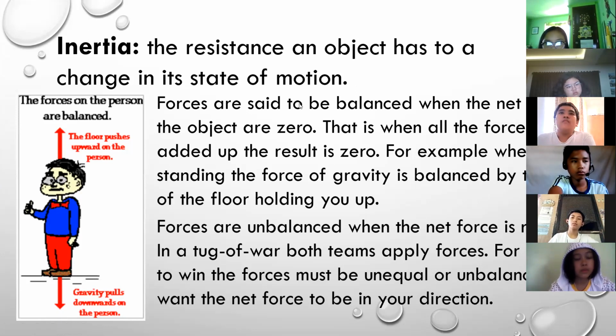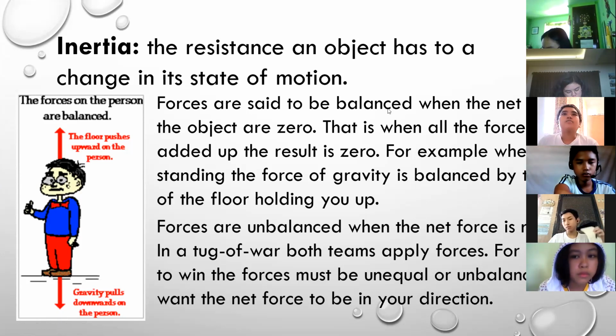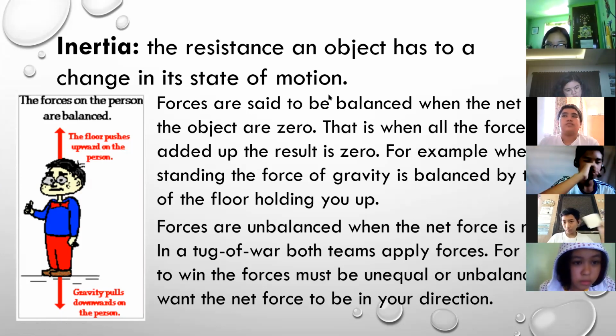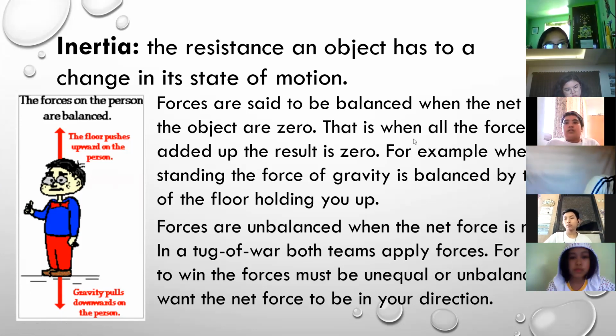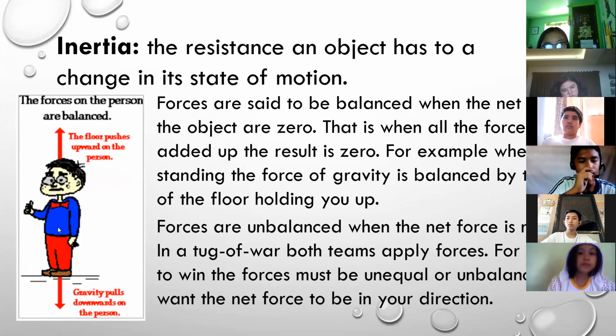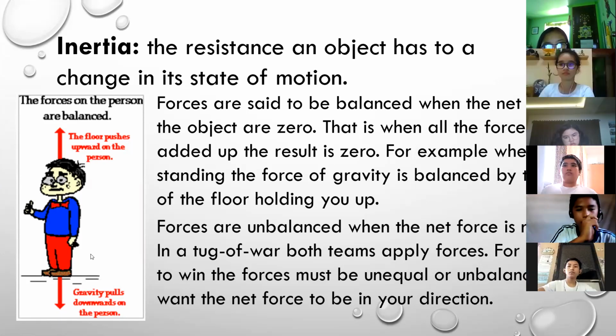What do you think? If the gravitational force is way stronger than the force exerted by the person, the person will be squashed to the ground. Or, in the same way, if this person goes to the moon, where the gravitational force is less.